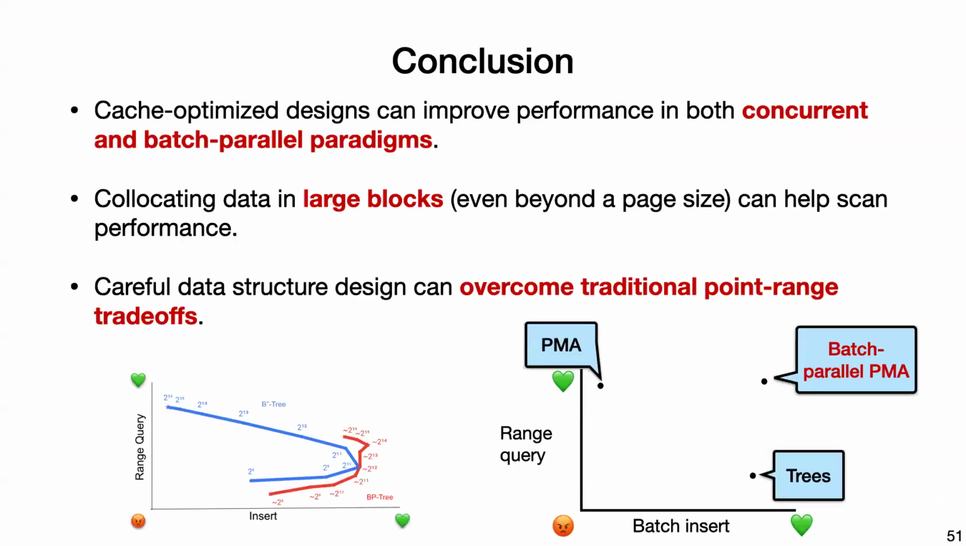So really quickly to wrap up, the common thread between these two are cache optimized designs. So in BP tree, it was optimizing the array in the leaves to be bigger. And in CPMA, it's optimizing the entire thing to be one giant array. And both of those are just cache-friendly designs, and we show that by optimizing for the cache, you can overcome the traditional trade-off between point and range operations. And the reasoning for that is because it is fast to access large blocks of memory. So from a practical perspective, accessing these large blocks, even beyond a page size like we saw in BP tree, can still benefit you. And yeah, that's it.